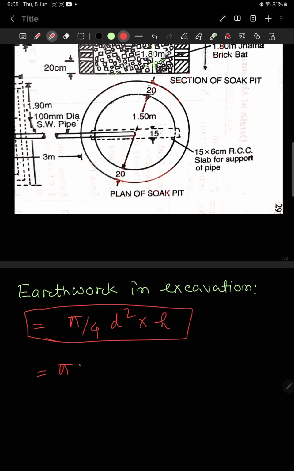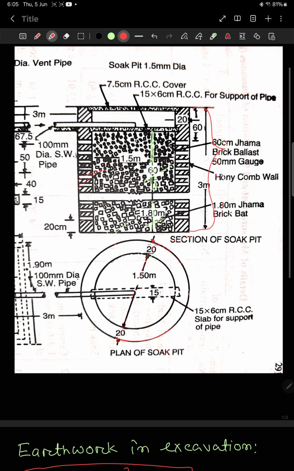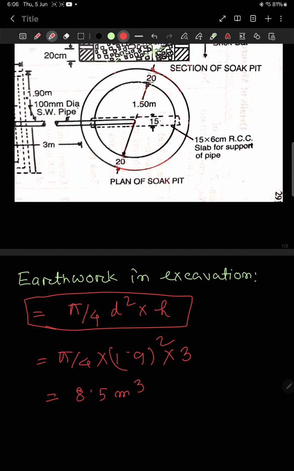So pi by 4 d square. D is how much? I have already mentioned that D is 1.9. So 1.9 square. H, what is the height? Total height, I have already mentioned, it is 3 meters. Pi by 4 d square into h. This comes to be, I think, 8.5 meter cube. Okay, so earthwork in excavation is done.